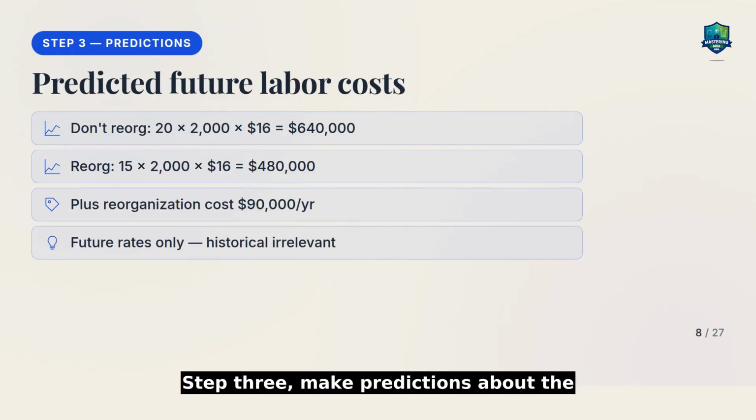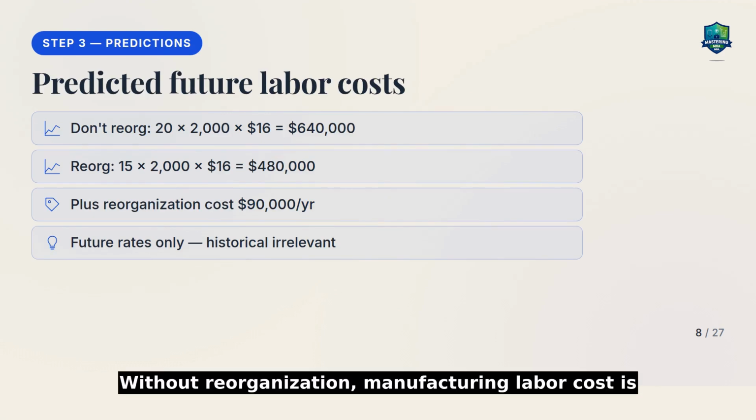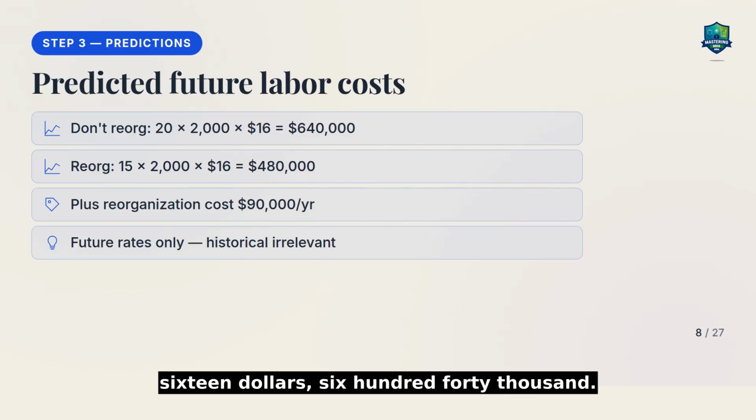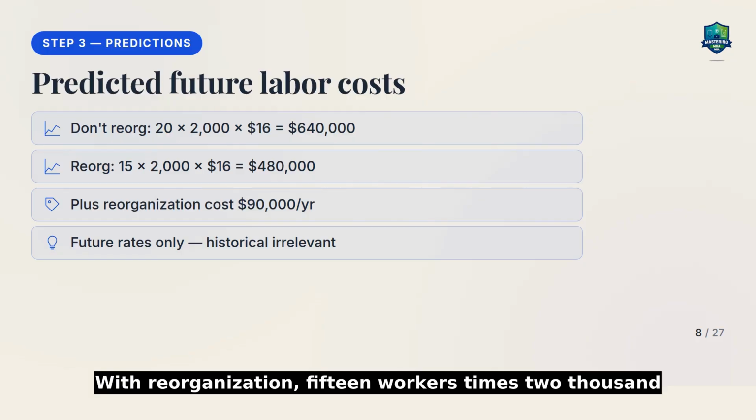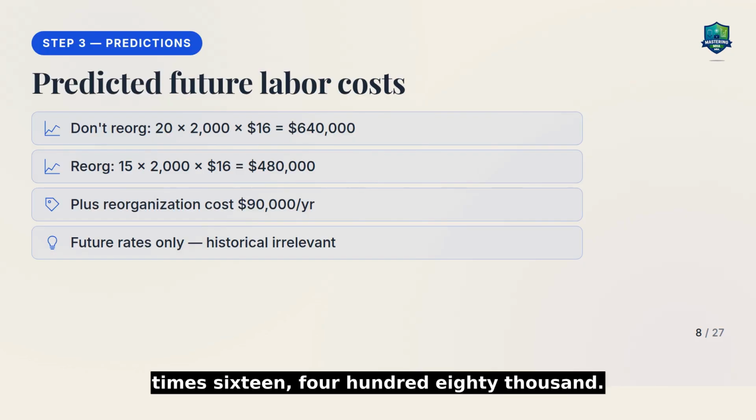Step 3. Make predictions about the future. Without reorganization, manufacturing labor cost is 20 workers times 2,000 hours times $16, $640,000. With reorganization, 15 workers times 2,000 times $16, $480,000, plus the $90,000 reorganization cost. Notice, managers use the new $16 wage rate, not the historical $14 rate, because the future is what matters.